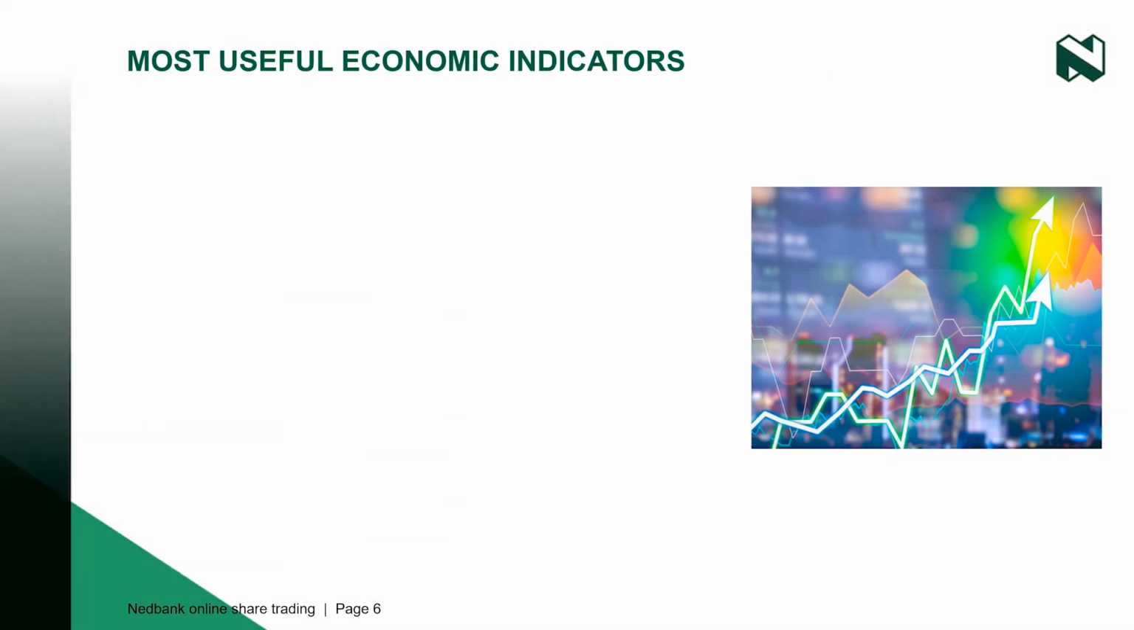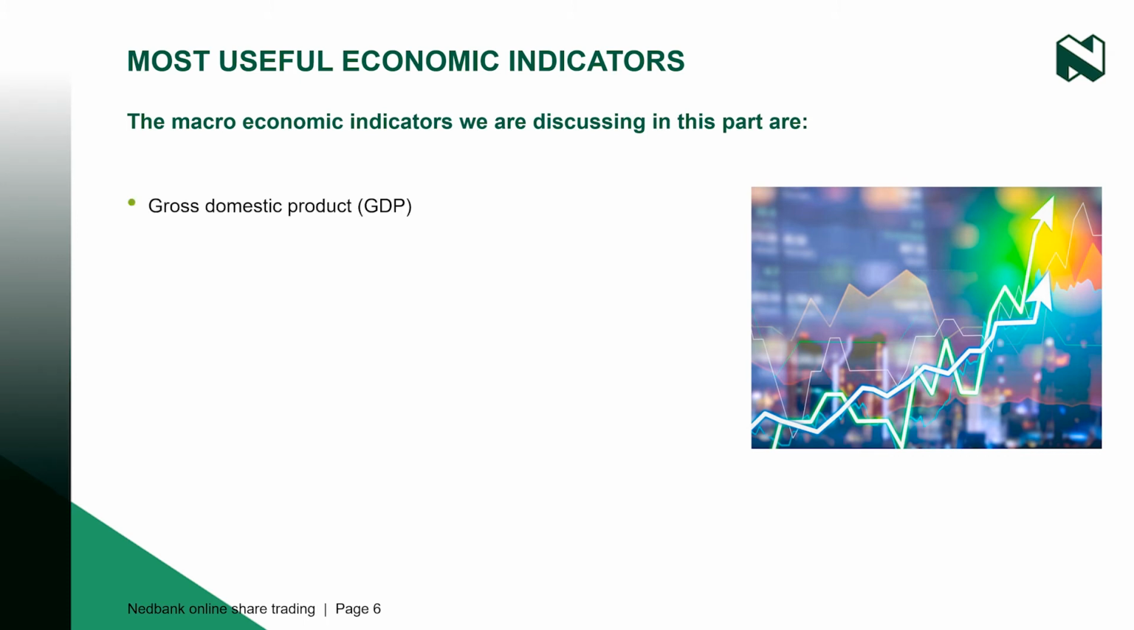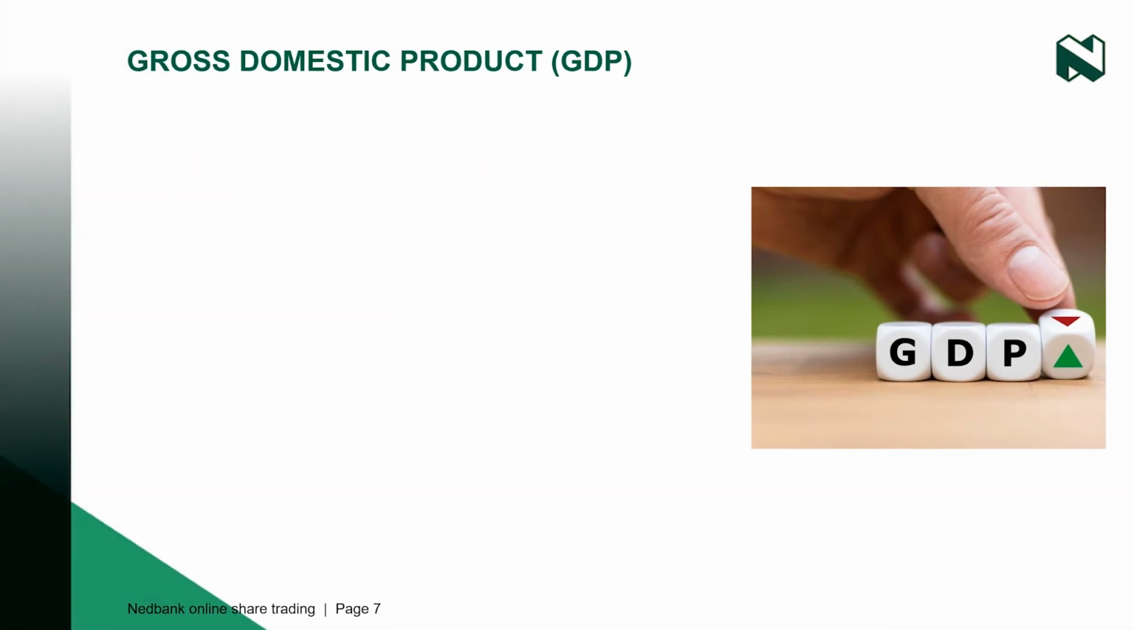There are a couple of useful economic indicators to keep an eye on. The macroeconomic indicators we are discussing in this part are gross domestic product or GDP, interest rate, currency markets, equity markets, and lastly, unemployment and wages. Let's discuss gross domestic product or GDP.